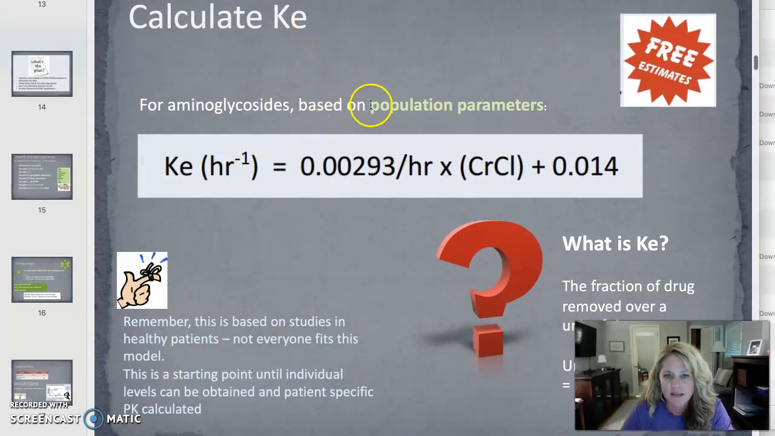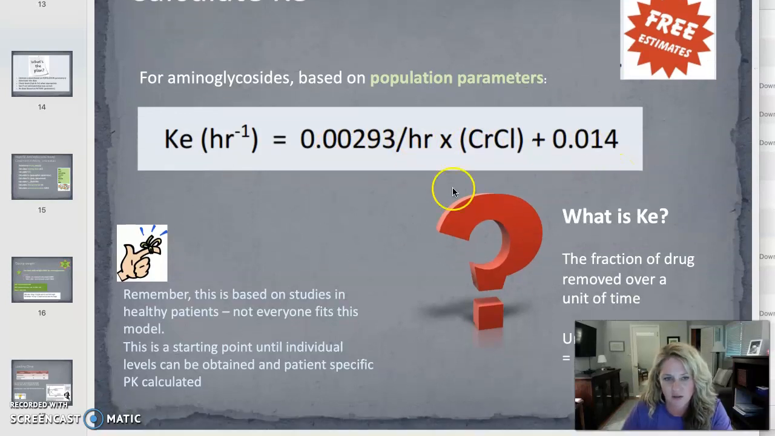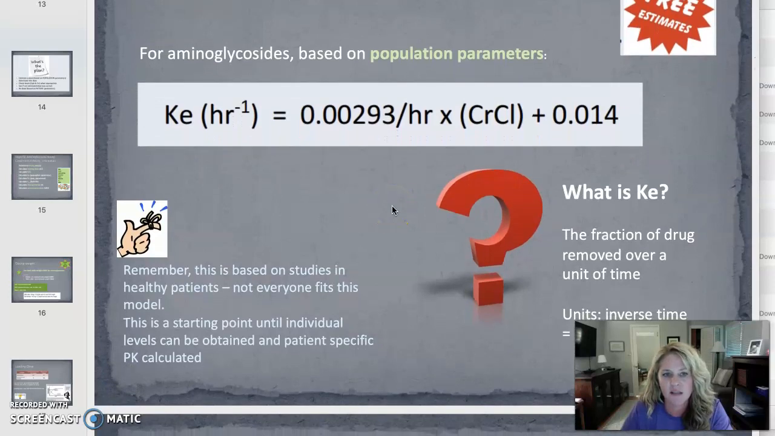Okay. How do we calculate the elimination rate? For aminoglycosides, this first step is based on population parameters. This is a formula that we've gathered from years and years of study. It's 0.00293 times the creatinine clearance, and then you add 0.014 to that. This is an estimation. This is our first estimation of the elimination rate.